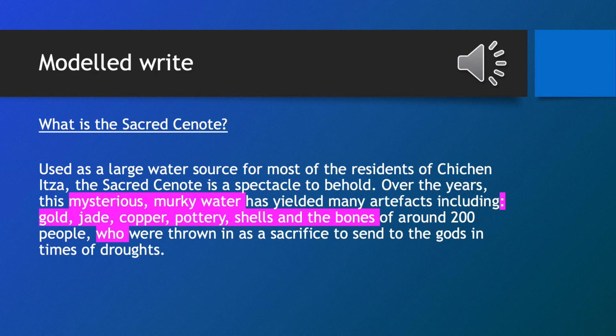It then continues to say who were thrown in as a sacrifice. I'm giving extra detail there and I'm using a relative clause, and I've highlighted the relative pronoun of who. So think very carefully about the things that I've done today. Could you include those in your work today?